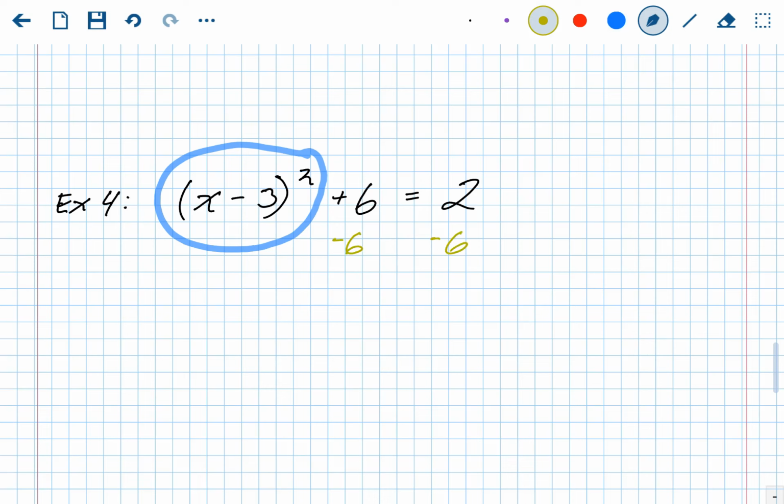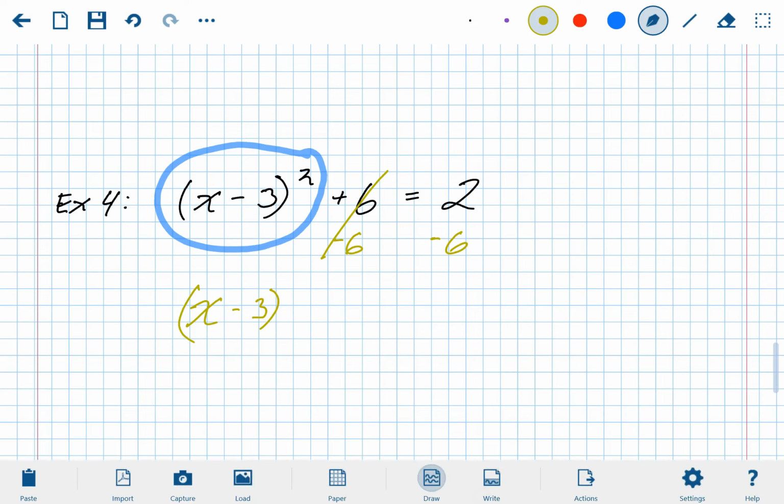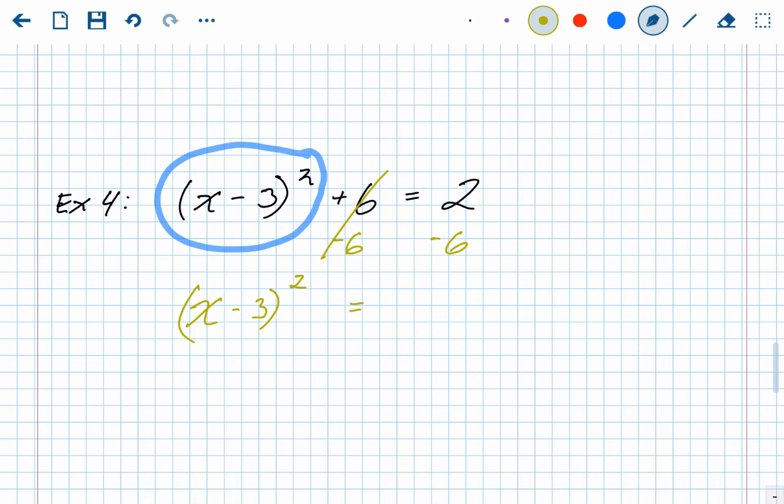So the squared term in this case is that entire x minus 3 squared. So we got x minus 3 squared. It's now isolated. It's by itself. Equals 2 minus 6, negative 4. So step 1 is done. We've isolated the squared part, or the squared term. So now we move on to step 2. We take the square root of both sides. So square root of the left side, square root of the right side.